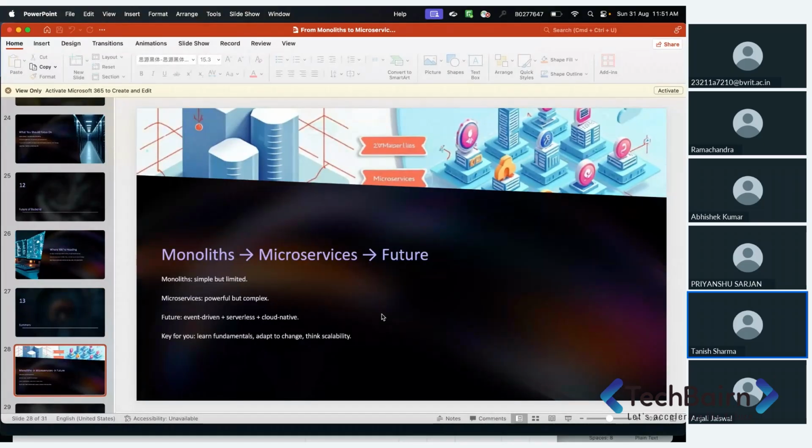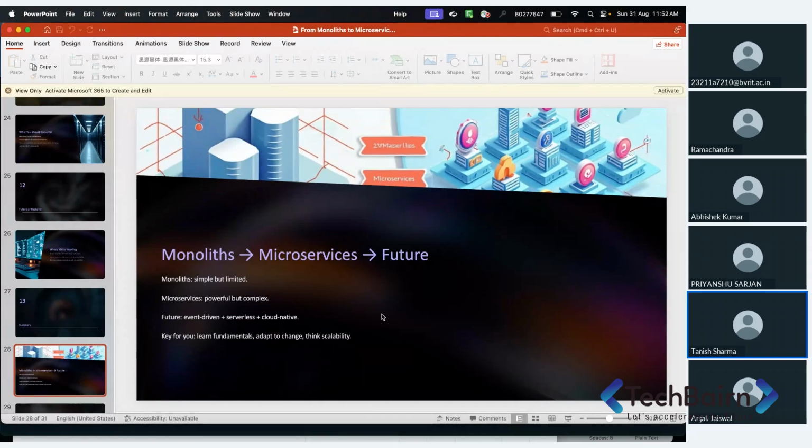Okay, so if we sum up the things that we have discussed till now, if you are talking about monoliths, you can say they are simple, but there are some limitations. And due to these limitations, we can break down a particular monolith service into different microservices. And microservices are powerful because of their characteristics that were the limitations for the monoliths. But after some time, if you are not aware of how to break down a particular monolith service into n number of microservices, then it would be a complex thing also.